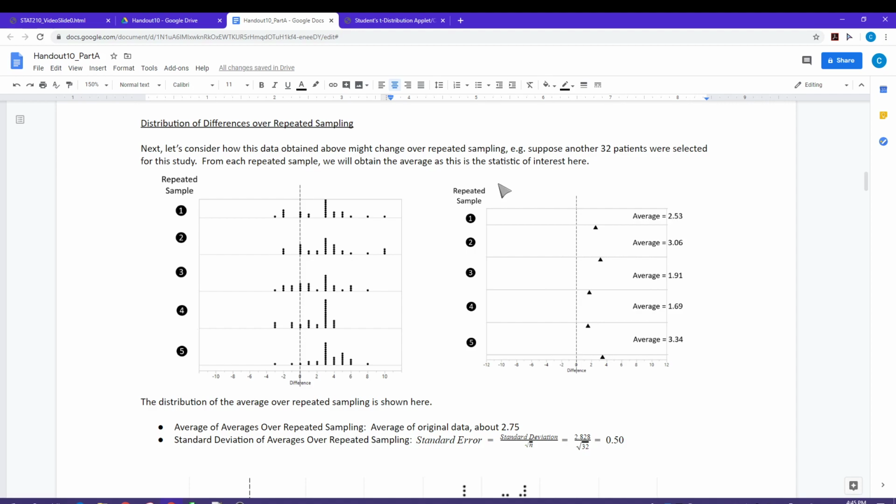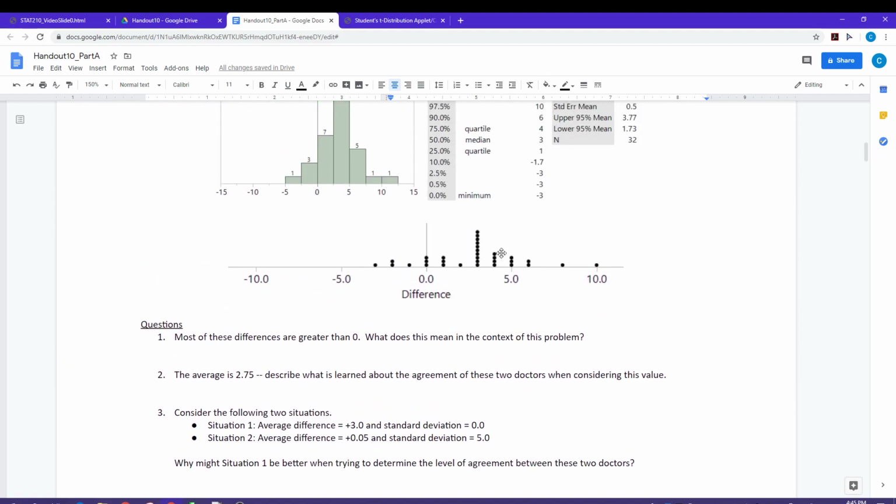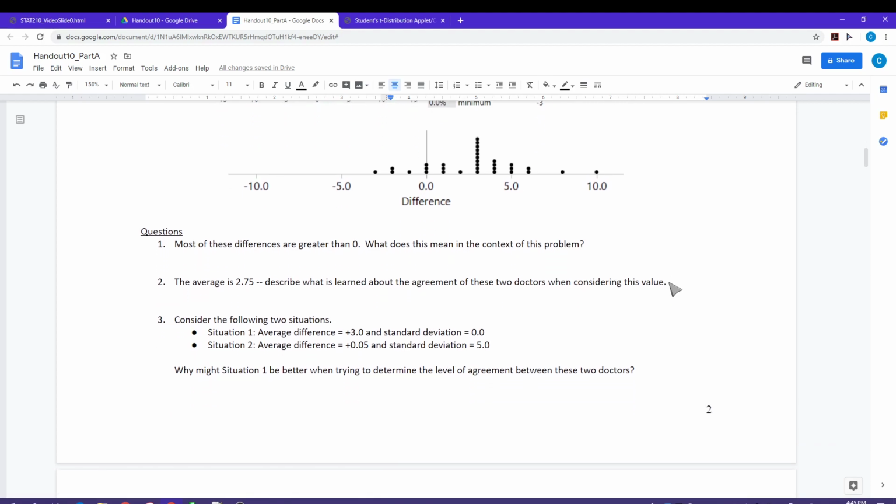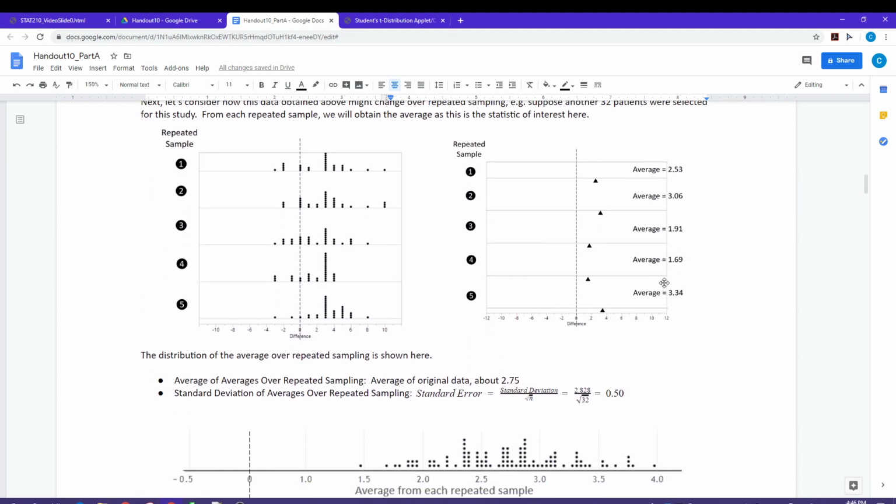Okay, so let's now talk about the distribution of those differences over repeated sampling. So here what we are going to do is consider what it would look like if I were to take repeated samples from this distribution right here. This is the distribution of the differences. So what handout 10 is about is obtaining a p-value and also margin of error calculations, or 95% confidence intervals, for the average difference. So I need to know how do these values change over repeated sampling. And in particular, how does the average change over repeated sampling? For the sample that I got, my average was 2.75. But what would happen if I were to repeat this study or take another repeated sample?